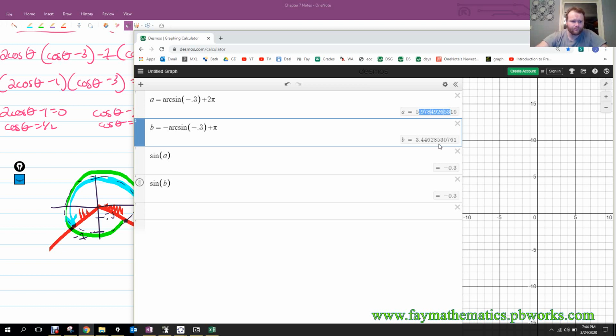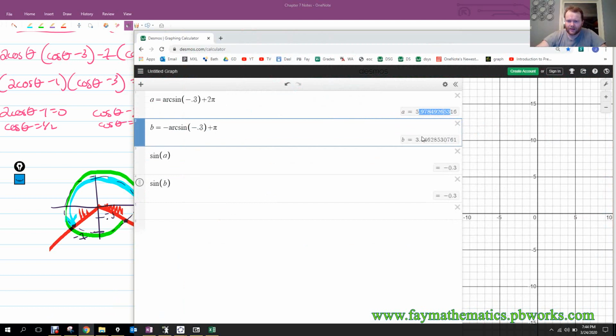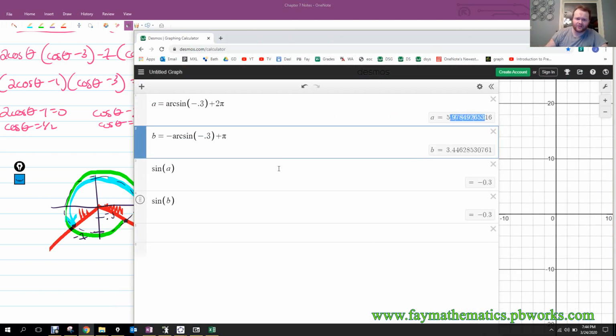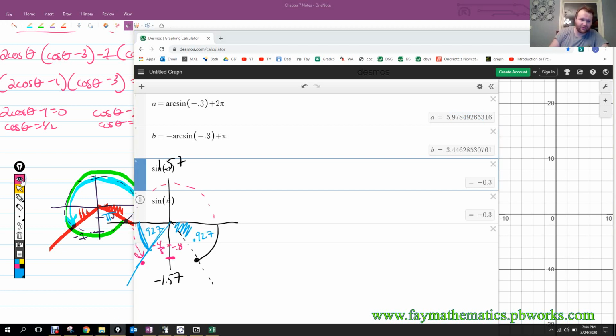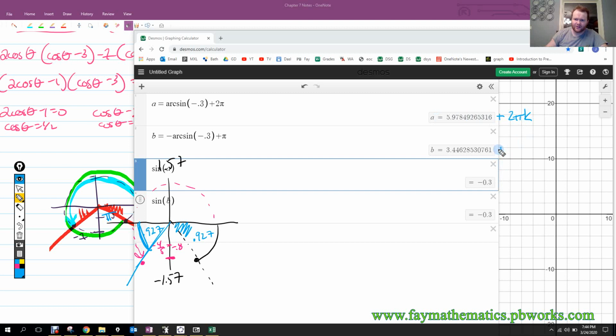So you have to be able to bounce back and forth between those types of solutions, radians or degrees. Like you said, for the most part, they ask for radians, so this would be what they're looking for. Now, when they ask you to type in the infinite solutions, they'll tell you how to round these, like round to 2 decimal places, 3 decimal places, whatever. But because it was a sine, the infinite solutions for this one would be plus 2 pi k, and this one here would be plus 2 pi k.